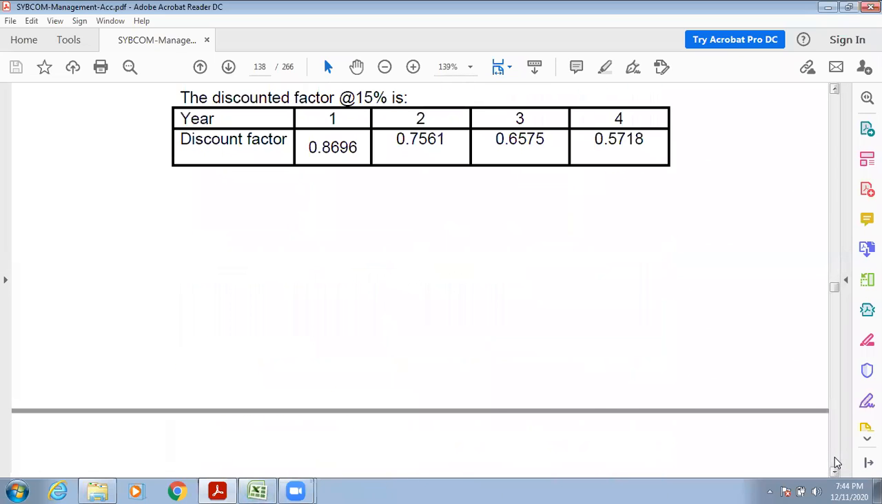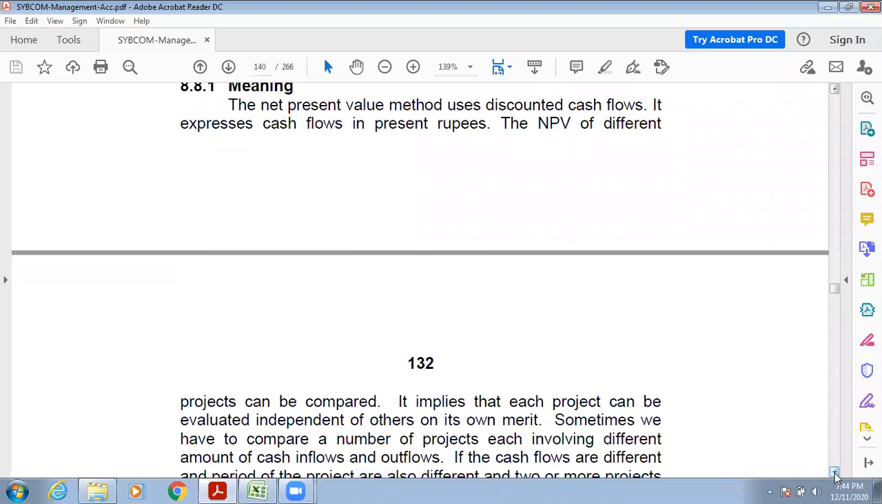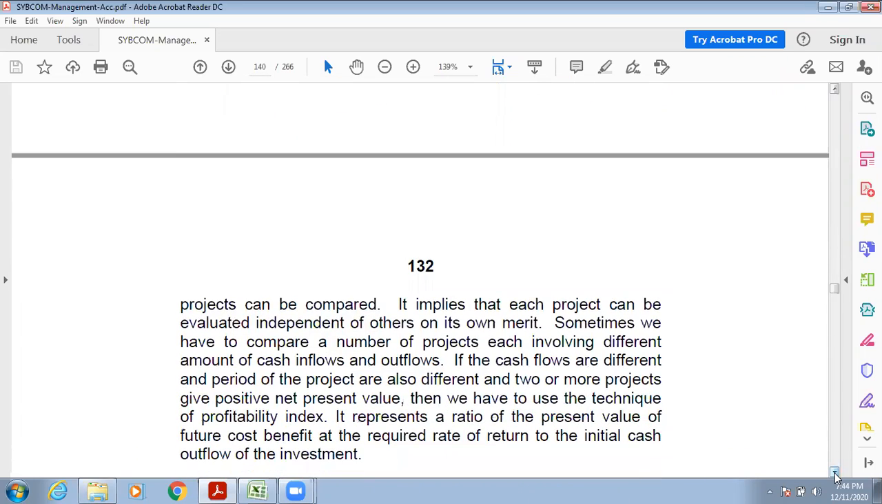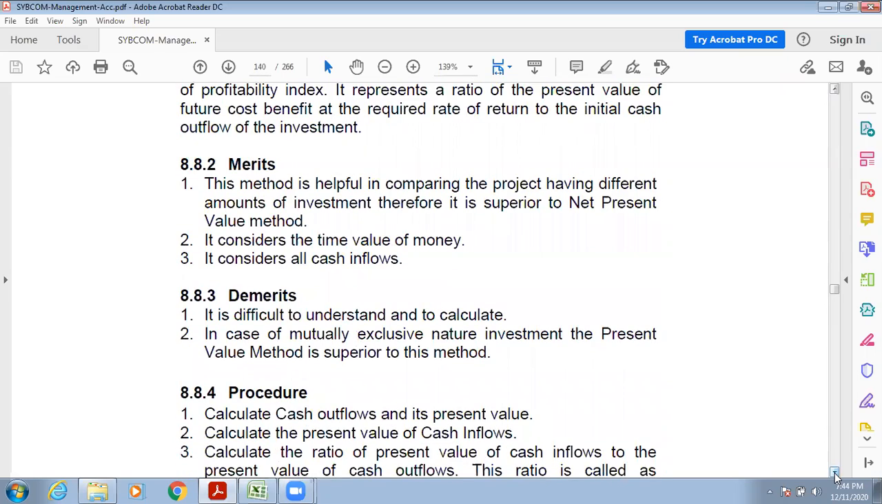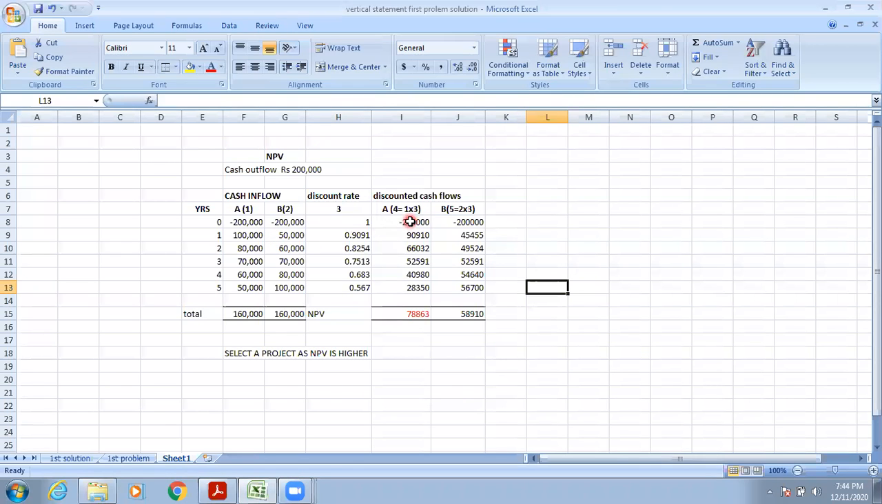Next one is the profitability index. What is this profitability index? Again, we have to use the discounting factor, and again we have to use the inflow and outflow of cash. But here the formula is different. How is it different? So this is the formula: present value of cash inflow divided by present value of cash outflow. Here we calculated the present value of cash outflow, and also this is the present value of cash inflow.